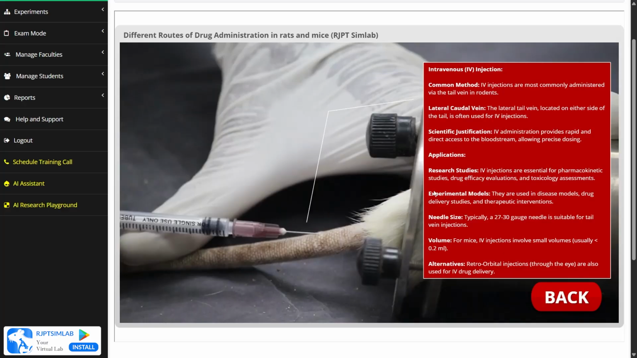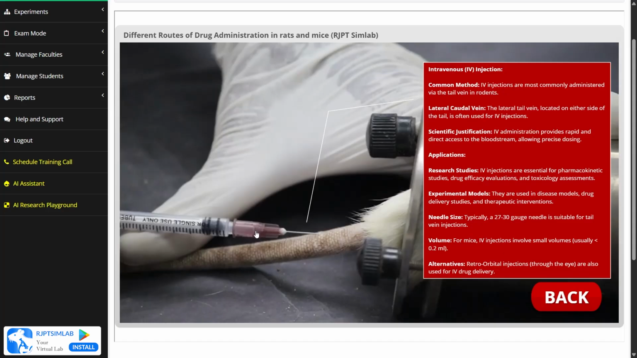The applications of this method. First is research studies. IV injections are essential for pharmacokinetic studies, drug efficacy evaluations, and toxicology assessments. Then, for experimental models, they are used in disease models, drug delivery studies, and therapeutic interventions.